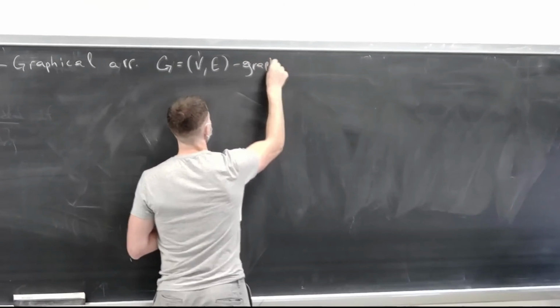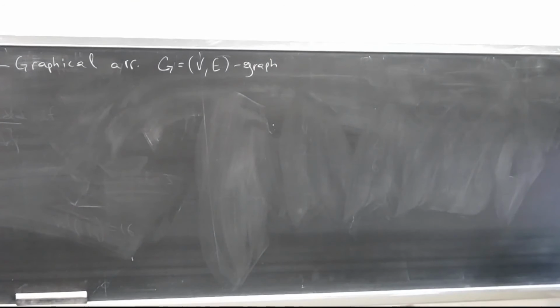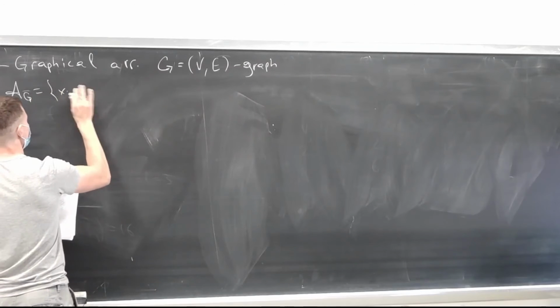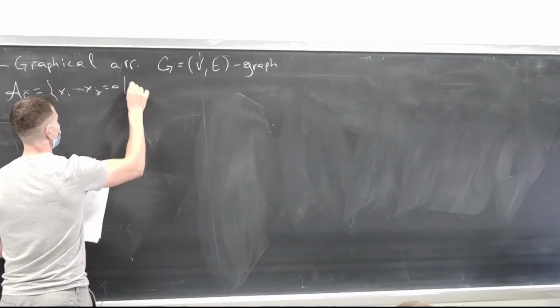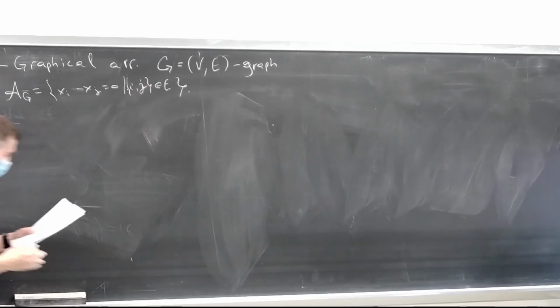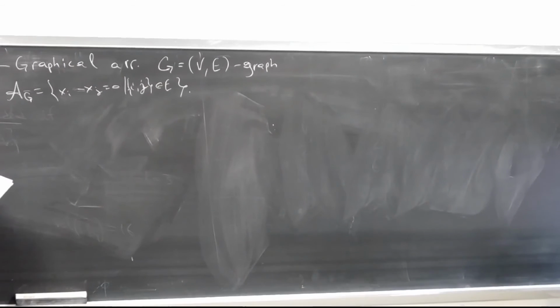The other one is a graphical arrangement. So let's say G is a graph. Which hyperplanes should I choose? Nice. The graphical arrangement is xi equals xj equals 0, where ij form an edge of my graph. What is the number of regions?